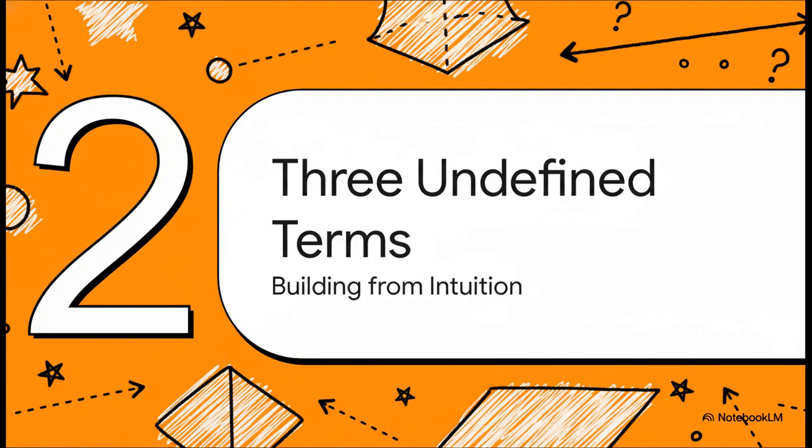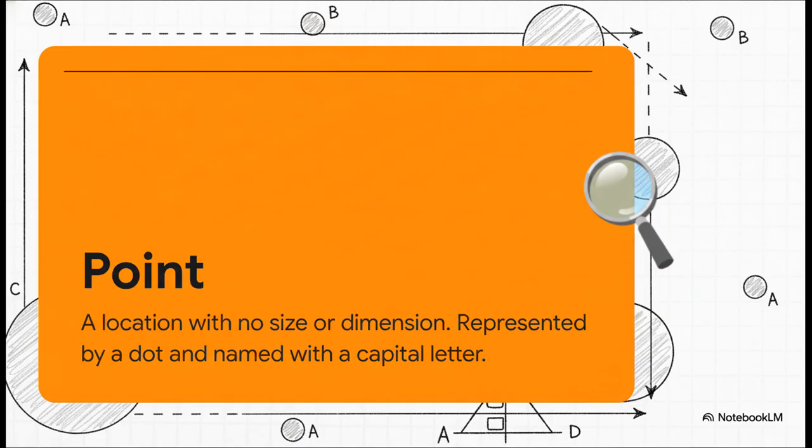So, to answer that big question from before, in any logical system, you have to start somewhere. You've got to have a few core ideas that we all just get, intuitively. We don't define them with other words, we just agree on what they are. In geometry, there are exactly three of these. First up, the point. Now, a point is not the little dot we draw on the paper. That dot is just a symbol. A real geometric point is a perfect, exact location in space. It has no length, no width, no depth. It has 0 dimensions. It's just there. And we name it with a capital letter, like point A.